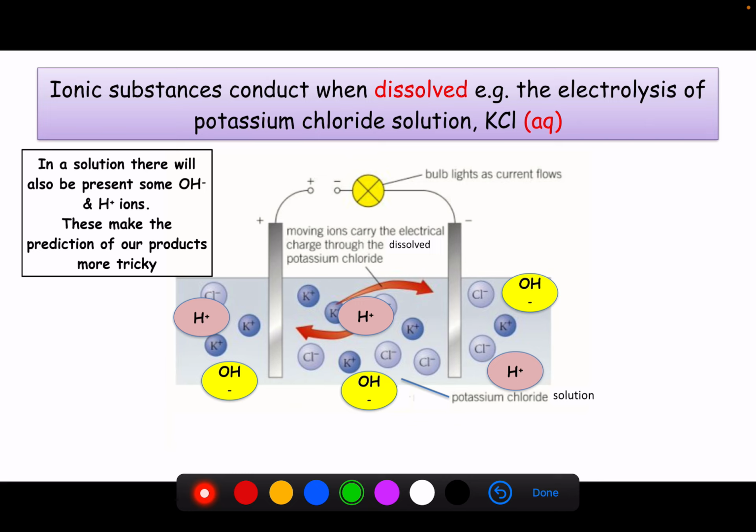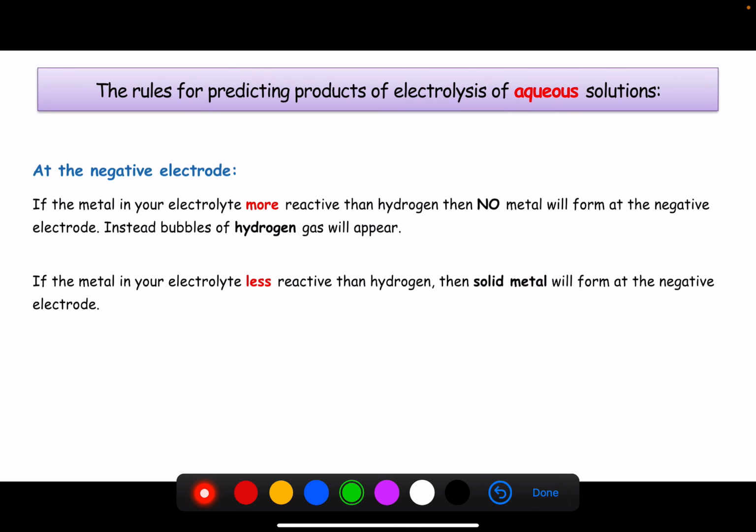Now in my electrolysis, as well as my potassium ion and my chloride ion, I've also got hydrogen ions and hydroxide ions swimming around, okay? So that makes our prediction of our products more tricky. So we need some rules that help us work out what my products will be.